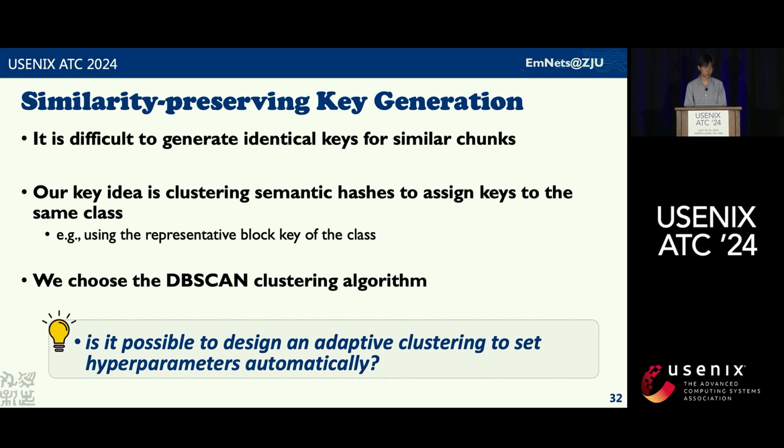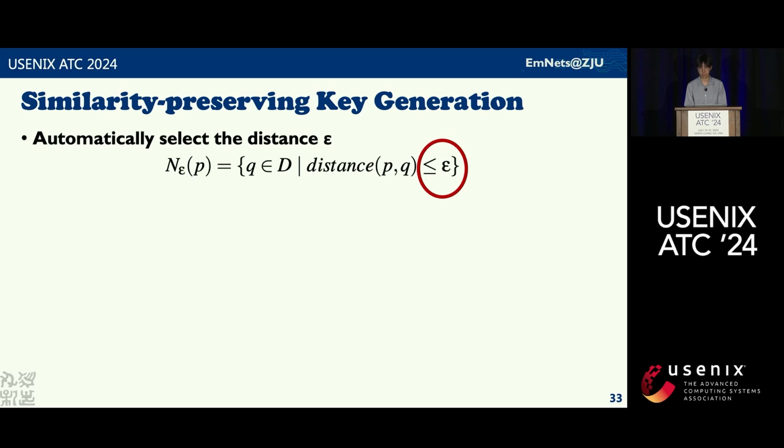In light of this situation, we ask, is it possible to design an adaptive clustering to set hyperparameters automatically? If we can, the clustering algorithm can be applied to arbitrary semantic attributes of Docker images, as it can automatically extract suitable parameters from a large amount of data.